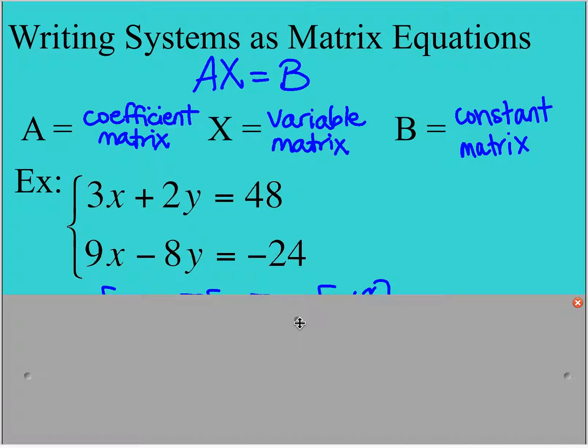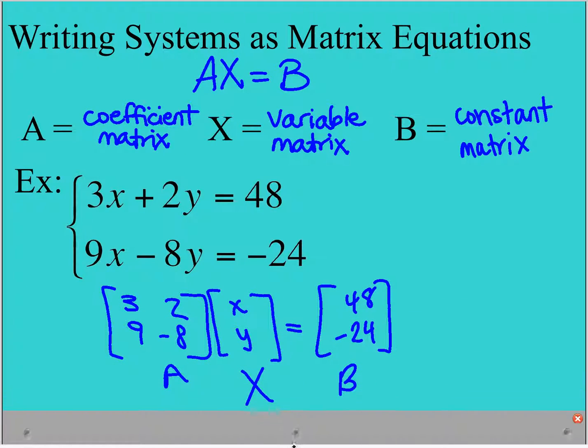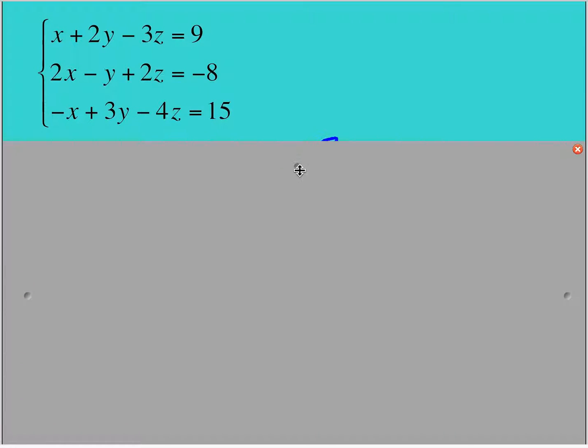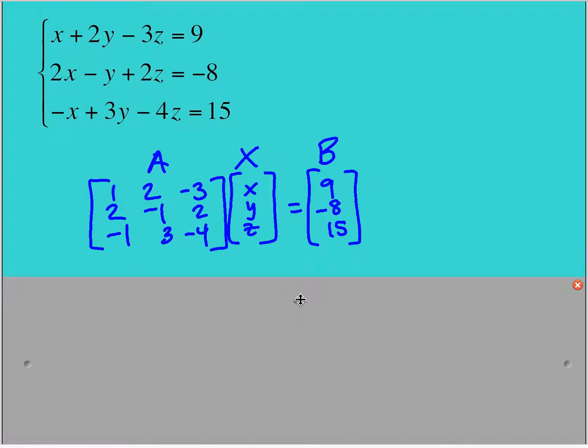So you have 3x plus 2y equals 48, and 9x minus 8y equals -24. And so when I break this up into a matrix equation, I end up with the coefficients 3, 2, 9, -8, the variable matrix x and y, and you equal it to the constant matrix. For a 3 by 3, same process. The only thing is now you have x, y, and z.